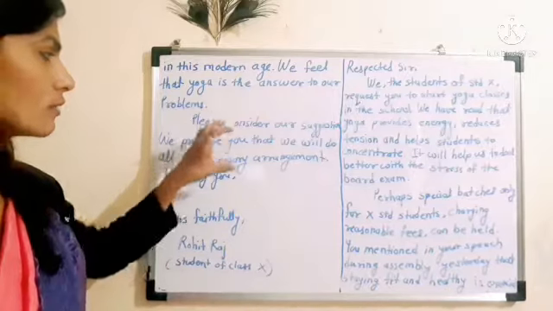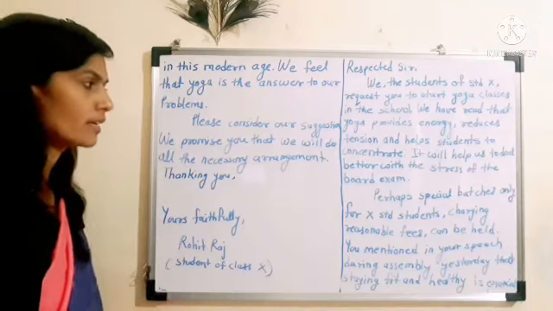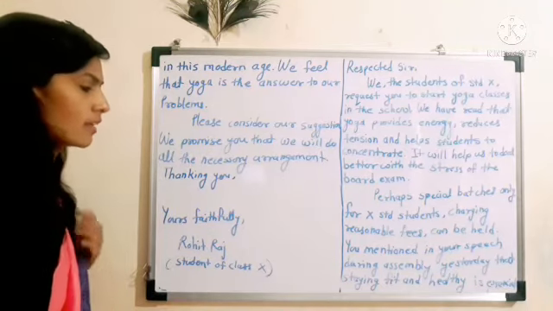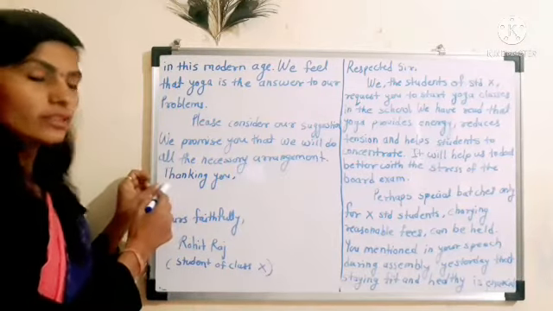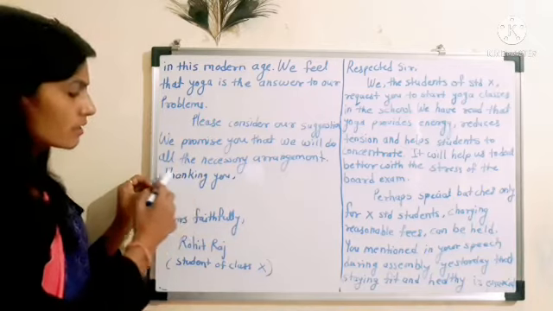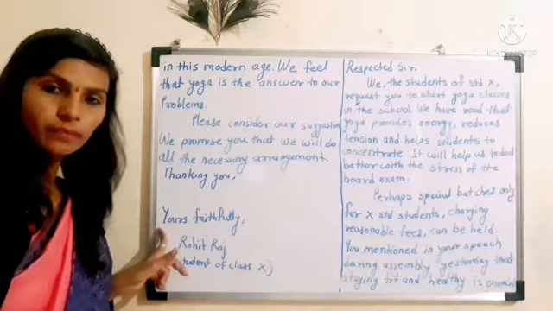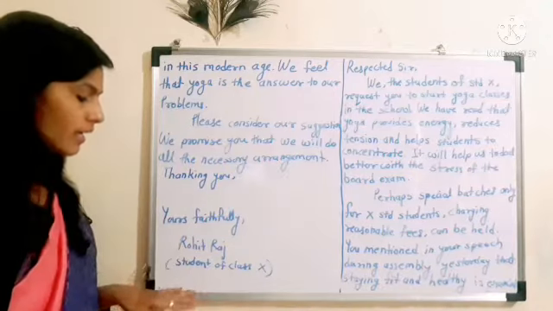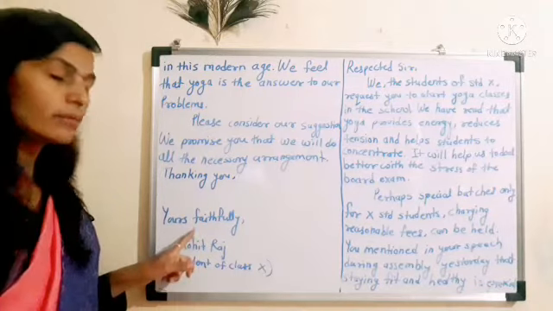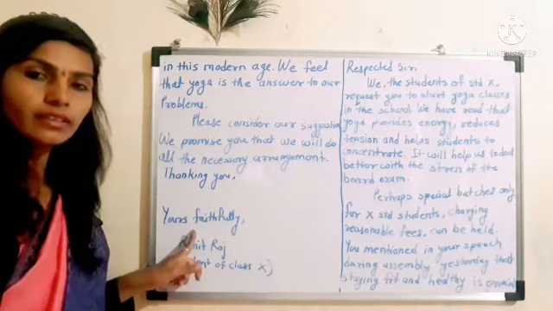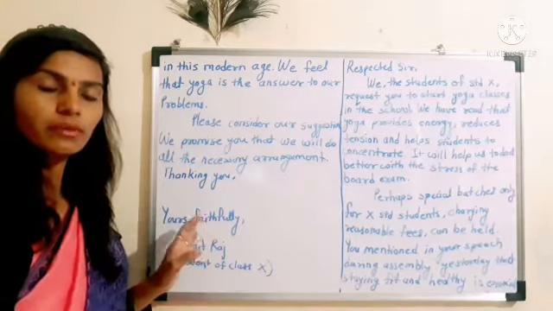Now the closing para, which means the third para. Please consider our suggestion. We promise you that we will make all the necessary arrangements. Thanking you. So see, "Thanking you" you should always write down here only, right? After thanking you, the closing word. You should leave here one or two lines, and then you can write "Yours faithfully," and after it your name, and in brackets you can write, in additional case, student of class 10. And here before your name you can sign. It is not compulsory actually, but if you are going to sign, then it will be better for you.